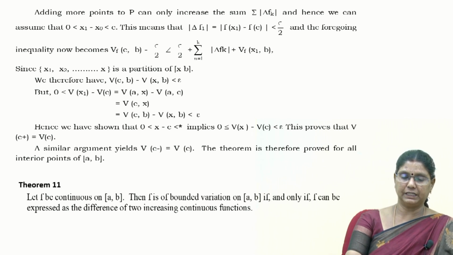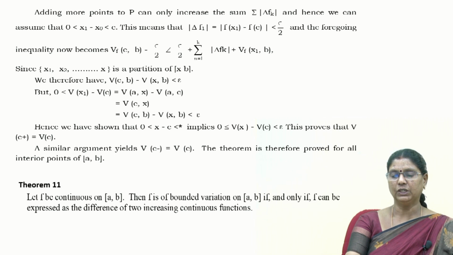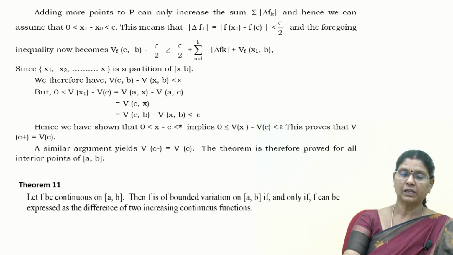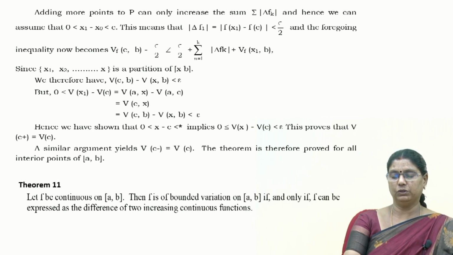Next theorem states: let f be a continuous function on the closed interval [a,b]. Then f is of bounded variation on [a,b] if and only if f can be expressed as the difference of two increasing continuous functions. This we have seen in the previous theorem, that D = V − f is also an increasing function.